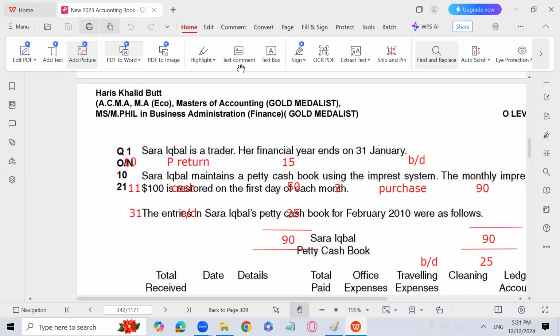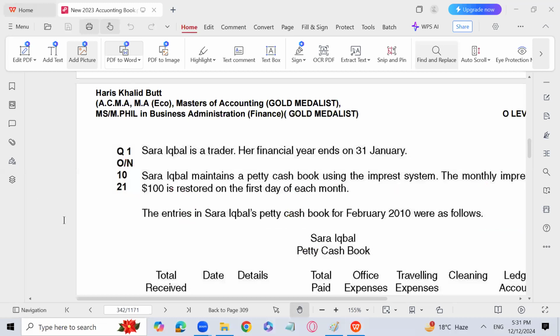Next, in the Monday class we'll do the last topic of petty cash book and main cash book.